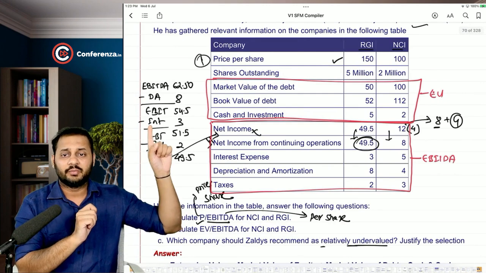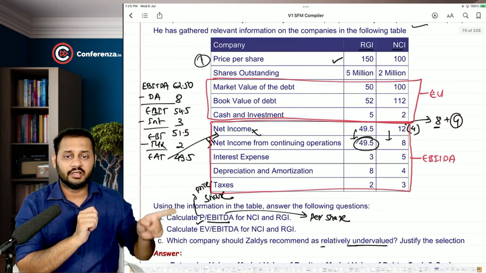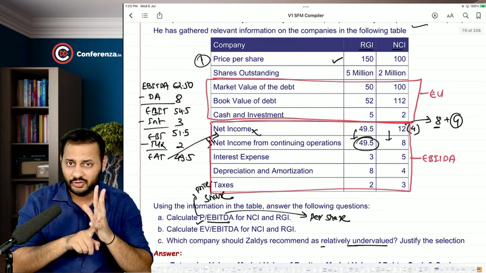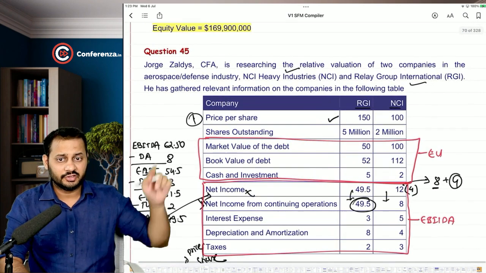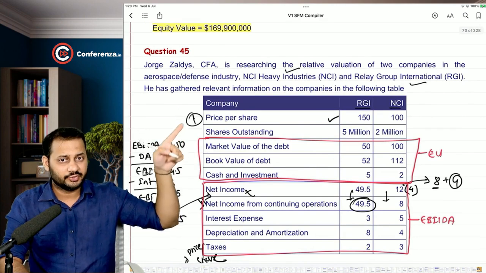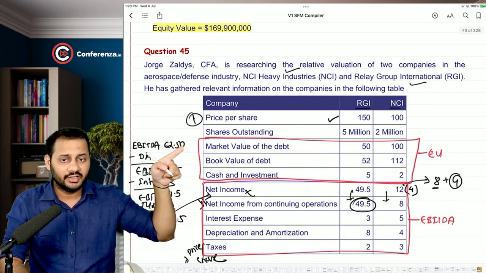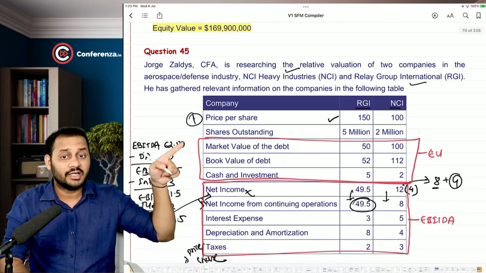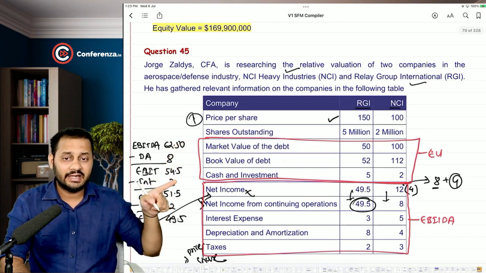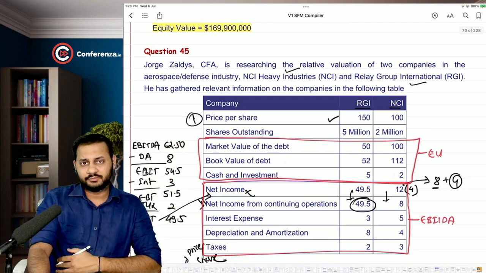Now comes the enterprise value, the third item that we need. Enterprise value is nothing but market value of equity. So what is the market value of equity? Price per share, the first two in the row, into shares outstanding. After that you will add market value of the debt and deduct cash and cash equivalent. You will get the answer.